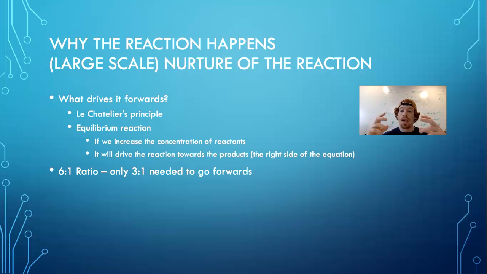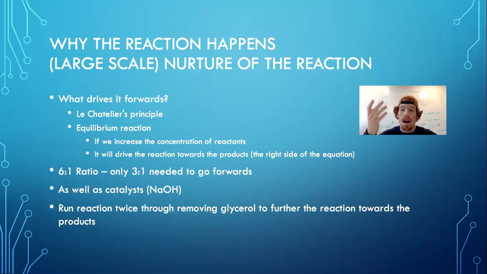And instead of doing that, they do 6-to-1. So that increases the reactants, creating more products. As well as using catalysts. And they also run the reaction through twice, removing some of the products. So they'll remove glycerol, decreasing the concentration of the products, which will push it further towards the right.